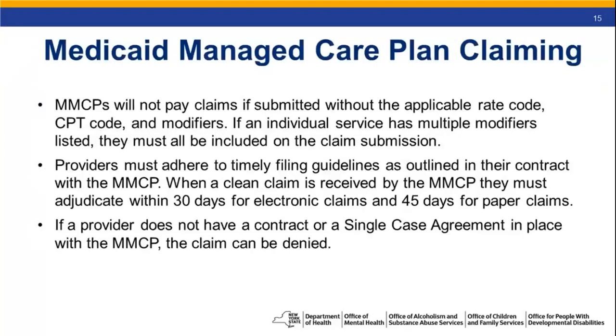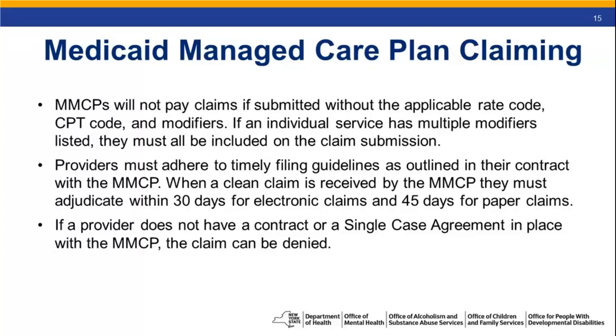So just a couple other notes on claiming. Plans will not pay claims if they are submitted without the applicable rate code, CPT code, and modifiers. The modifiers are a little tricky for people, and it has been coming up somewhat frequently that not all the modifiers have been on the claim forms, so that's something you're going to want to take a look at. There is a billing and coding manual available on the DOH website, and that has all kinds of specific information about all of these codes and exactly what you need to do to bill for specific services and what the limitations and requirements are for each service. So I encourage you to take a look at that.